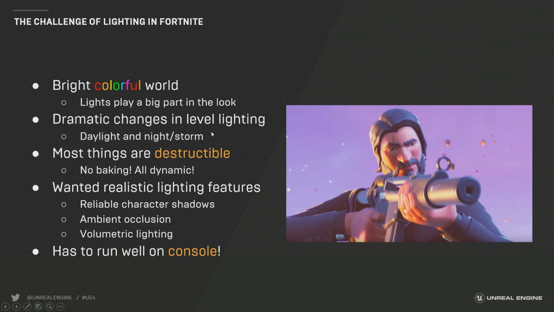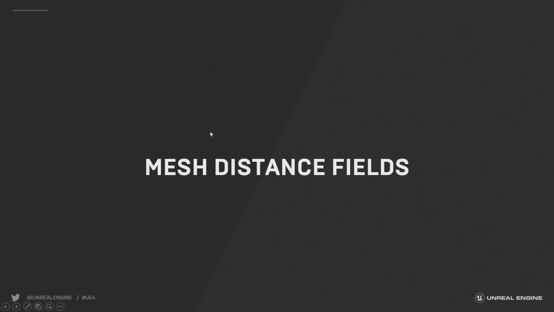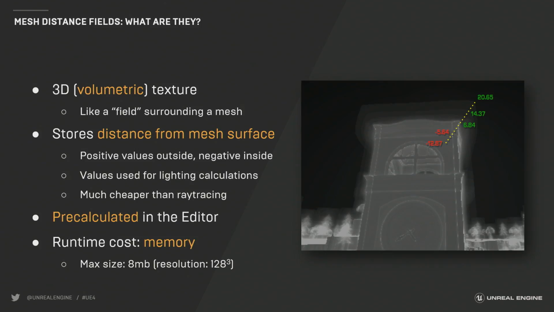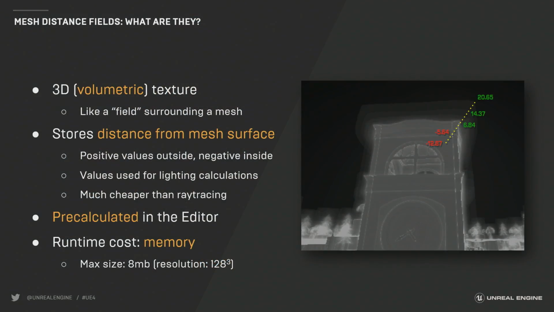Well, we added a lot of brand new features to the engine, the first of which we're going to talk about are mesh distance fields. So what is a distance field? The name actually kind of says it all. It's essentially a field that surrounds a mesh that stores a series of distances from the surface of that mesh. You have positive numbers outside and negative numbers as you go inside.